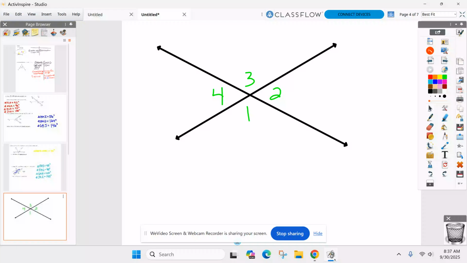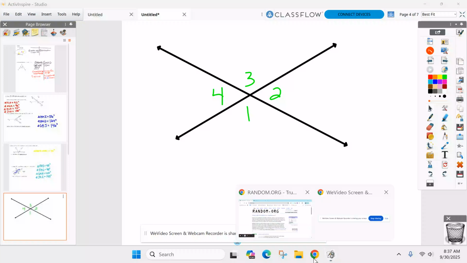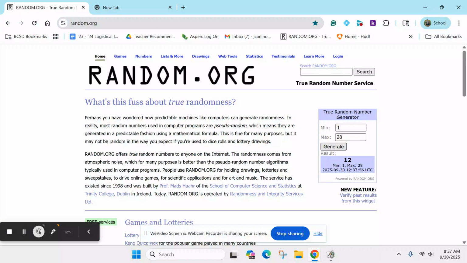I got two intersecting lines that form four angles. I kind of went over this in the homework already, but just to make sure we're set. We got a bunch of different types of angles, but I'm looking at two specifically up here.